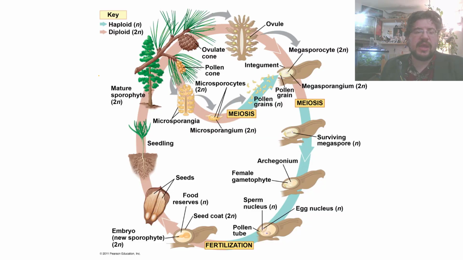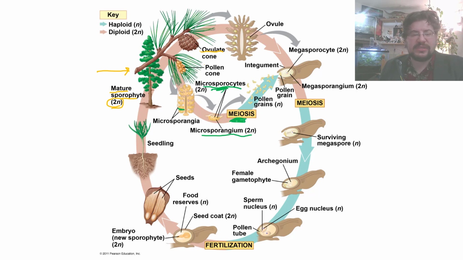Here is the actual pretty picture, right? Our mature sporophyte that's diploid. And on the sporophyte, we have our ovulate cone. And at the tips of a branch, we have the staminate cone. Inside the staminate cone, we have the microsporocytes. And the microsporocytes are inside the microsporangium. So, staminate cone produces the microsporangium. Microsporangium produces the microsporocyte.